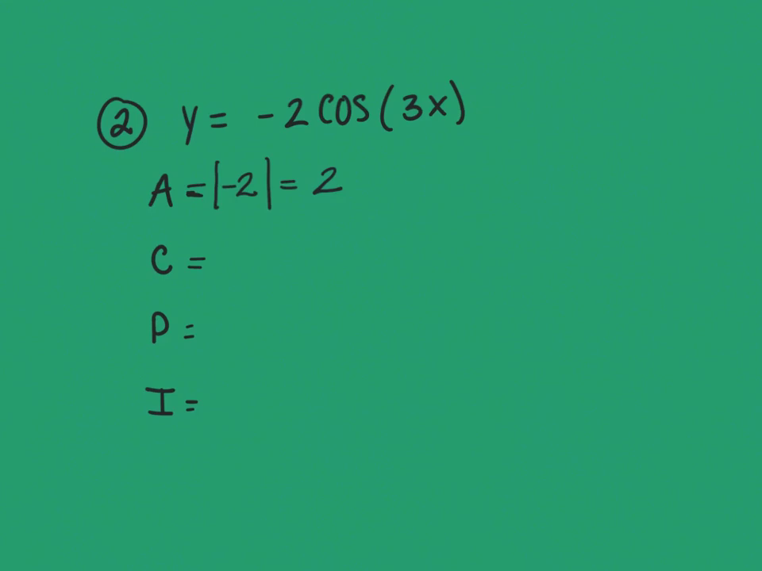Okay, next is cycles. Cycles is the number in front of the x. So in this particular example, our cycles are 3. I will see 3 cycles between 0 and 2 pi. Period, remember, is the formula 2 pi over b, where b is the number of cycles. So in this case, it's 2 pi over 3. And then interval here is going to be a little bit challenging. Interval is period over 4. So my period is 2 pi over 3, all over 4.